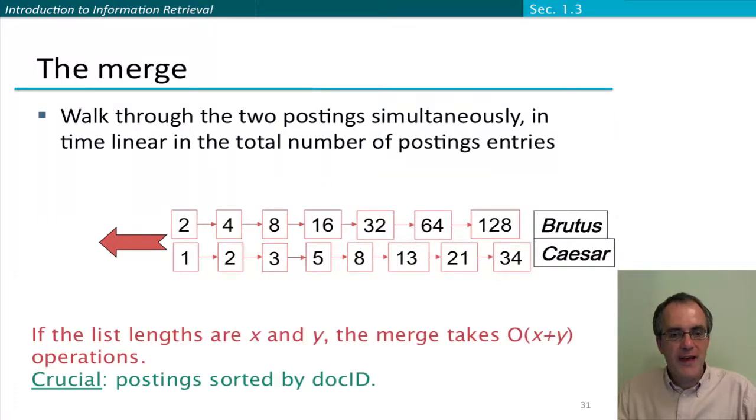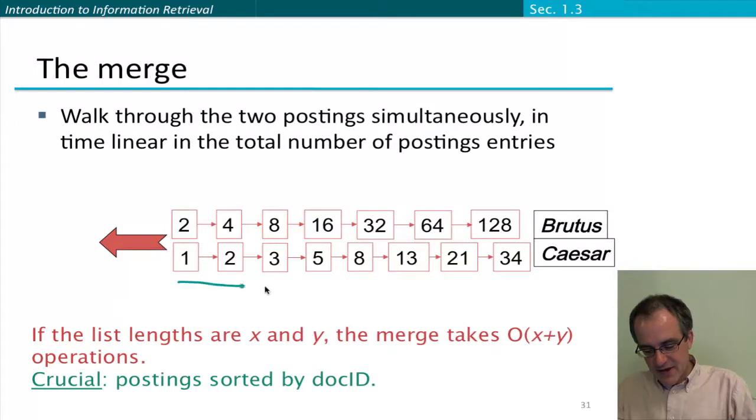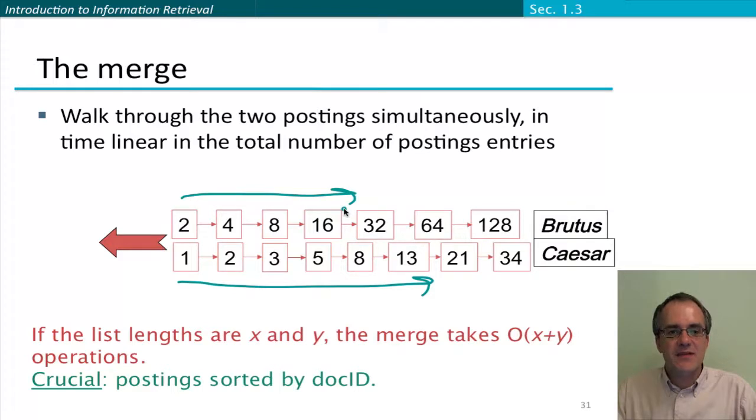I hope we went through that carefully enough that you can see that if the list lengths are x and y, then this merge algorithm takes big O of x plus y time. It's linear in the sum of the lengths of the two postings lists. And you should also have seen what's crucial to make this operation linear. What's crucial is the fact that these postings lists were sorted in order of document ID. Precisely because of that, we could do a linear scan through the two postings lists, where if that hadn't been the case, then it would have turned into an n-squared algorithm.